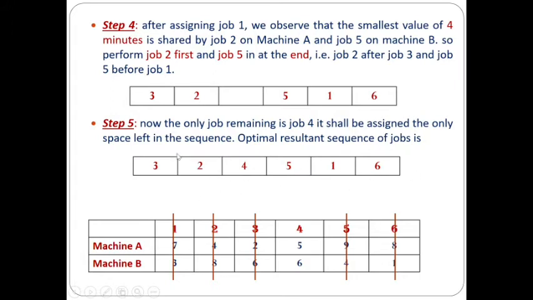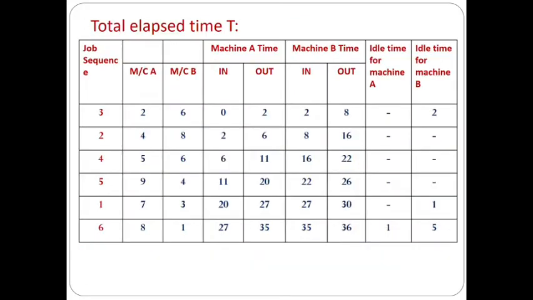By having this optimum sequence, what we have to do is find out the total elapsed time and idle time of machine A and machine B. So this is how we have to calculate. First we have to formulate the table like this. This is the job sequence, the optimum job sequence we have found now. Then this is the machine A and machine B processing time, which is given in the problem. We have to rearrange it according to the optimum sequence.